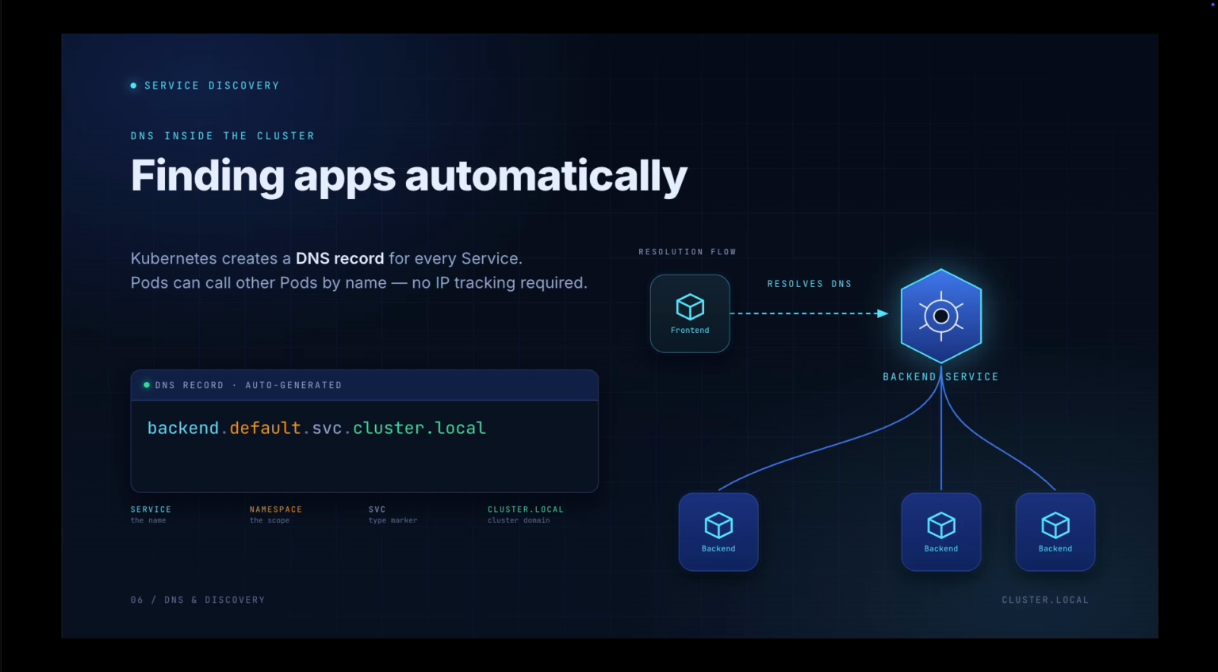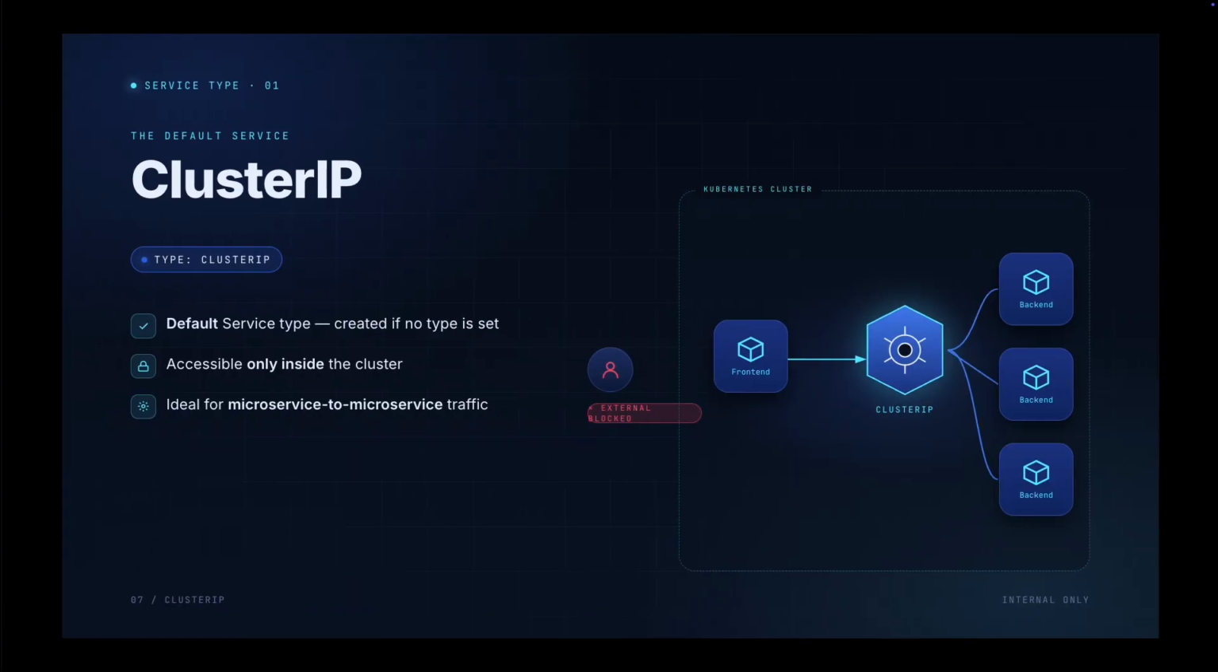Here we can see the different parts of the DNS name: the service name, the namespace, the service domain, and the cluster domain. Now that we understand how services provide stable networking and automatic discovery, let's look at the different types of services available in Kubernetes. We'll start with the most common one, ClusterIP.